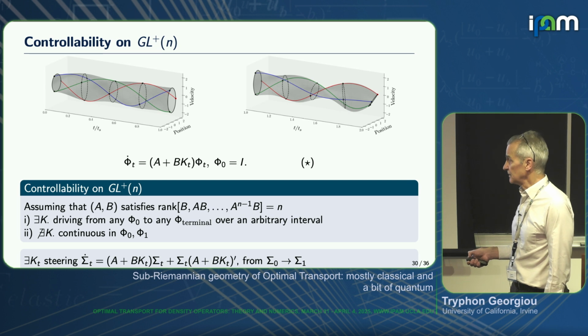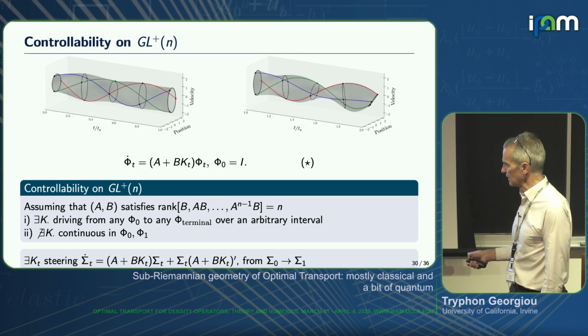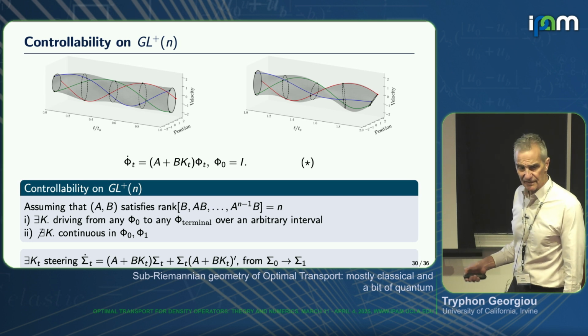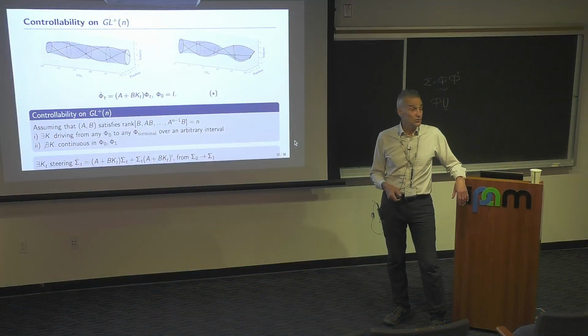The proofs are not easy. Basically, as long as the A and B pair satisfy a certain rank condition, there is a K that drives the state transition matrix from the starting point to any terminal over an arbitrary interval. Now, it turns out that there is no choice of K that is continuous in phi 0 and phi terminal. And this has to do with the fact that SO(n) is not simply connected.